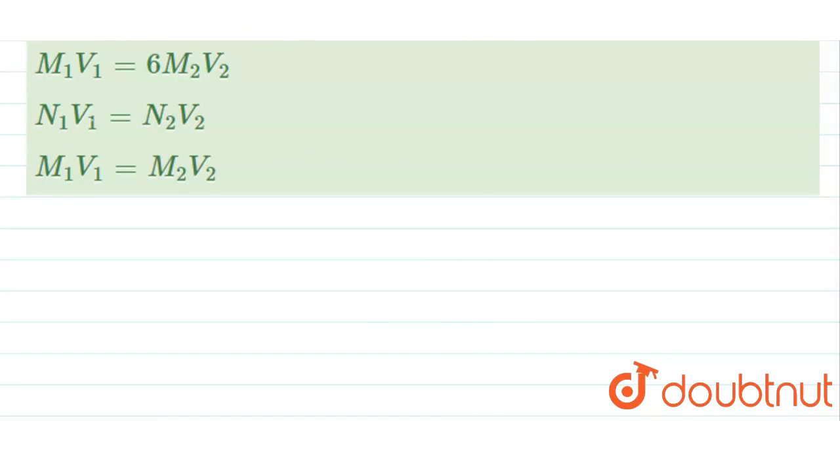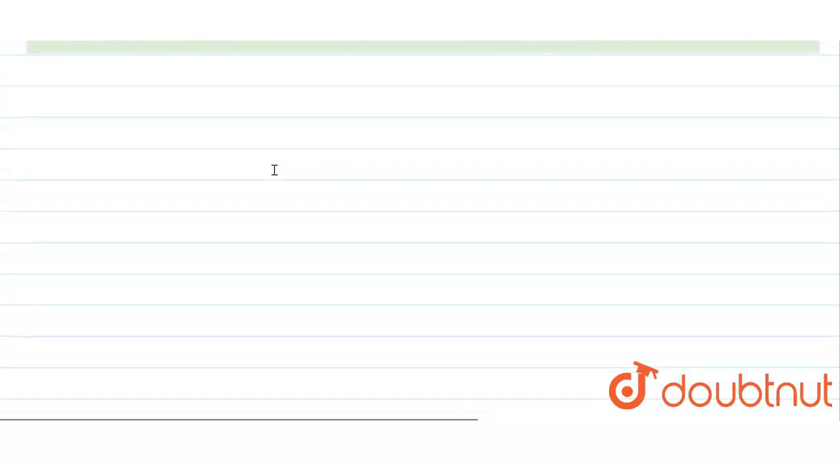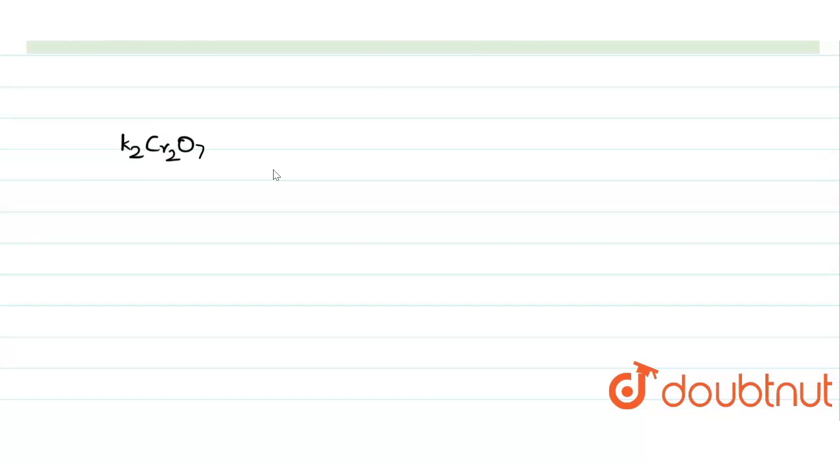So now first thing what we have got is K2Cr2O7 plus FeSO4. So over here we can see that the oxidation state of Fe is +2, and over here the oxidation state of chromium is +6. So now chromium will get reduced to Cr +3 and Fe will get oxidized to Fe +3. So now we need to find the n factor.